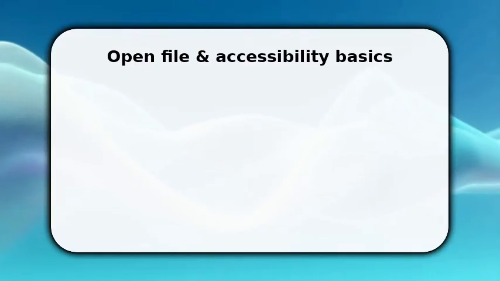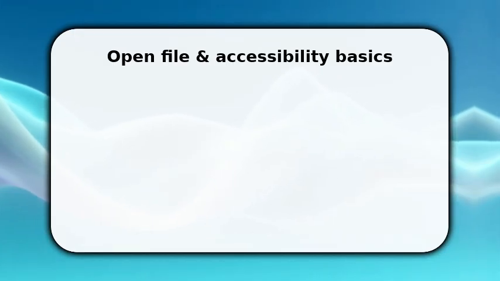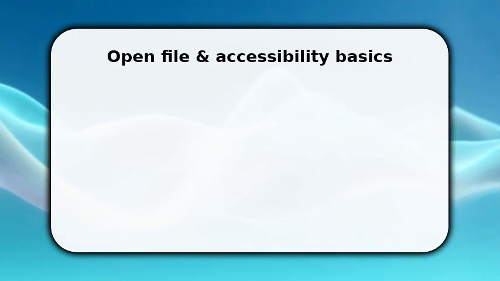You start by opening the workbook and saving a backup copy. This protects original data. Next, go straight to Review and run Accessibility Checker to list issues. This gives you a prioritized checklist.